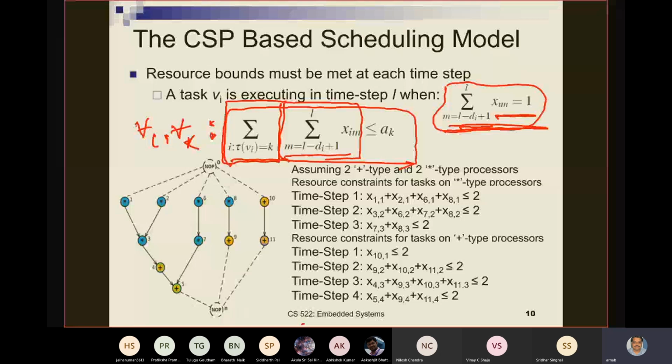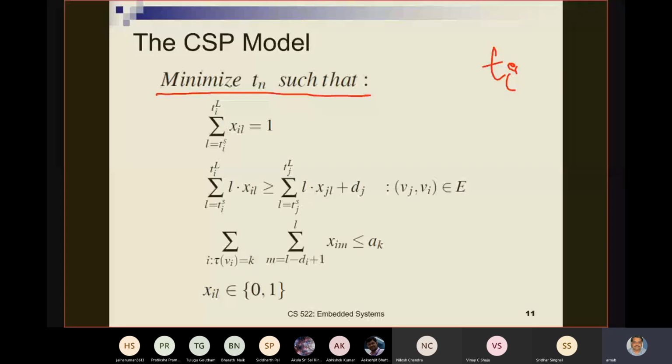So among all feasible solutions, what are you trying to minimize? The start time of the nth node. And I know that all tasks will finally converge at n. So if I minimize the time at which the nth node starts, that means I have achieved my objective, which is to minimize the total length of the schedule. Total means the time by which all tasks must complete execution. This is minimized given the restriction on resources.